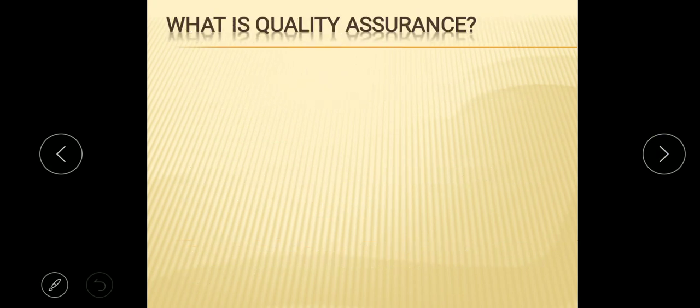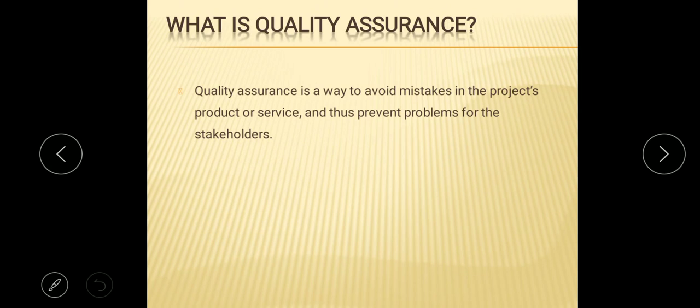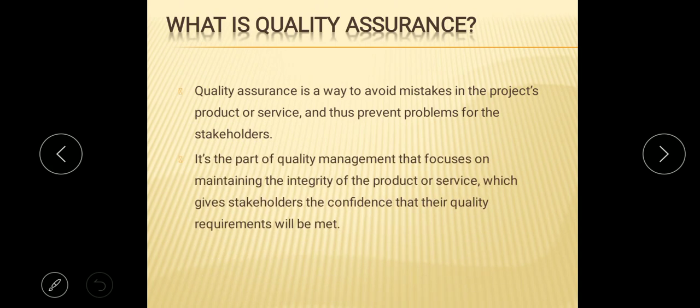Now, what is quality assurance? Quality assurance is a way to avoid mistakes in the project's product or service, and thus prevent problems for the stakeholders. It is the part of quality management that focuses on maintaining the integrity of the product or service, which gives stakeholders the confidence that their quality requirements will be met. It is therefore a foundational pillar of project management.